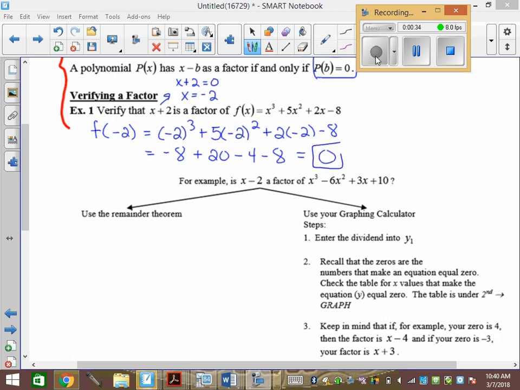What does that mean? What's 0? It's a factor because the remainder is 0. Paying attention. This is wonderful.